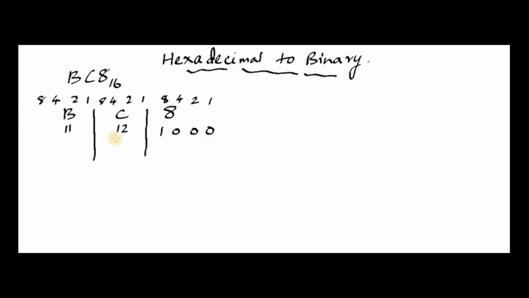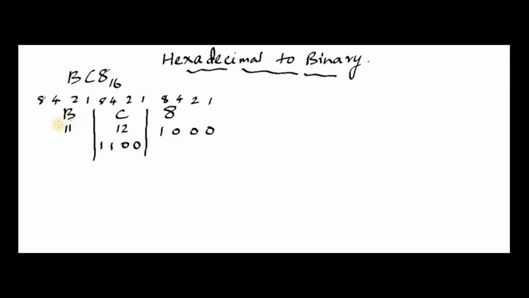That's all. Now I have to construct this number, meaning 12, right? To construct this number I have to pick the numbers from here. So 8 plus 4 is 12, right? So under that 8 and 4 you have to keep 1, and the remaining two you have to keep zeros.